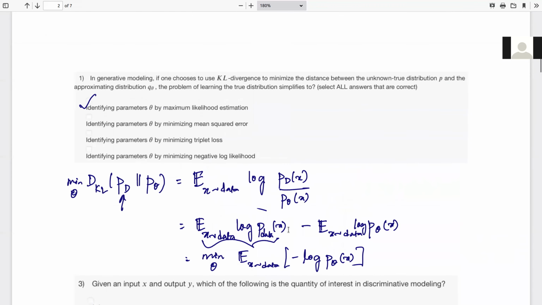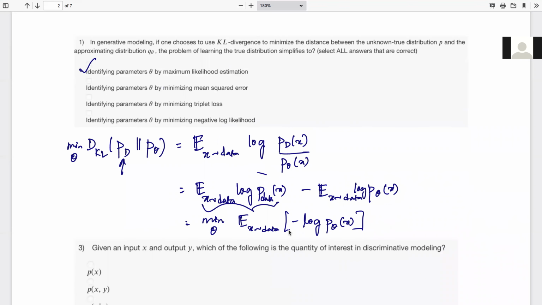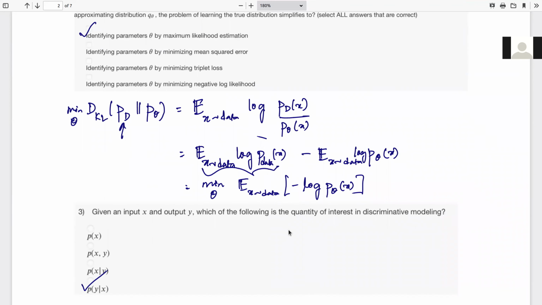Now, the second question is that given an input x and output y, which of the following is the quantity of interest in discriminative modeling? So as I said before, that in case of discriminative modeling, the aim is to predict the label of the input given the input. So we just look at P of y given x. We are not trying to model P of x here, but just looking at y.